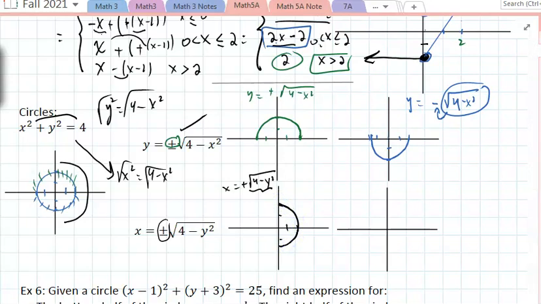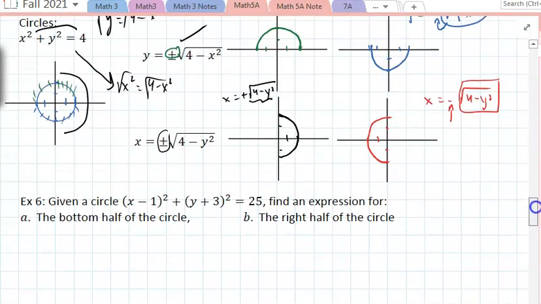And if I was to say x equal negative the square root of 4 minus y squared, and even index radical is always positive, a negative in front indicates that x is always negative. And that would be that piece. Something to really think about as we move on.